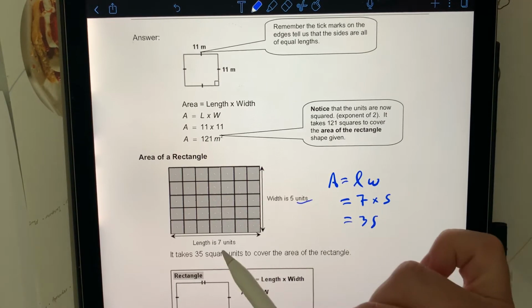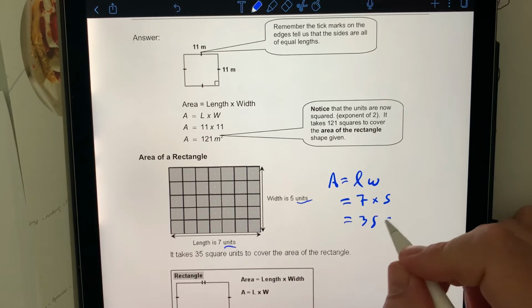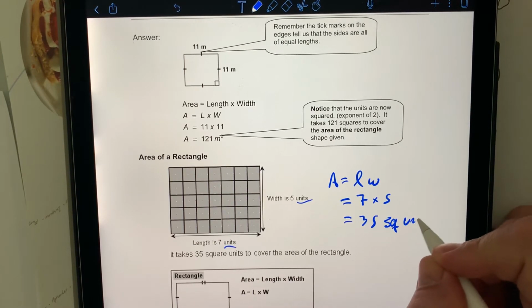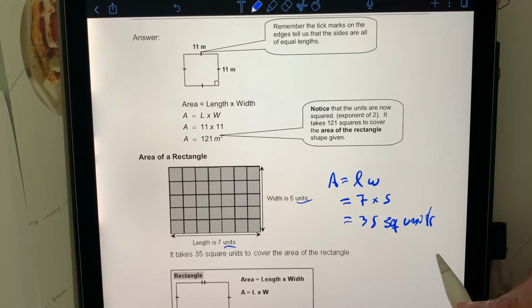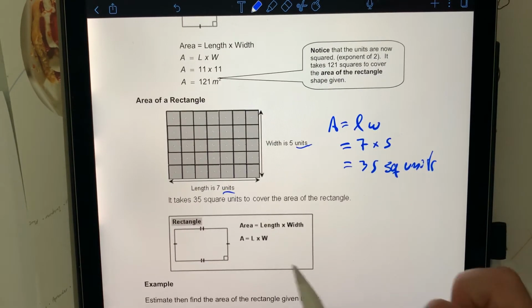And they said it was units. So what we say is we're going to say squared units, because it didn't say it was meters or centimeters. Okay, so the area of a rectangle is also length times width. So pretty easy, just one formula.